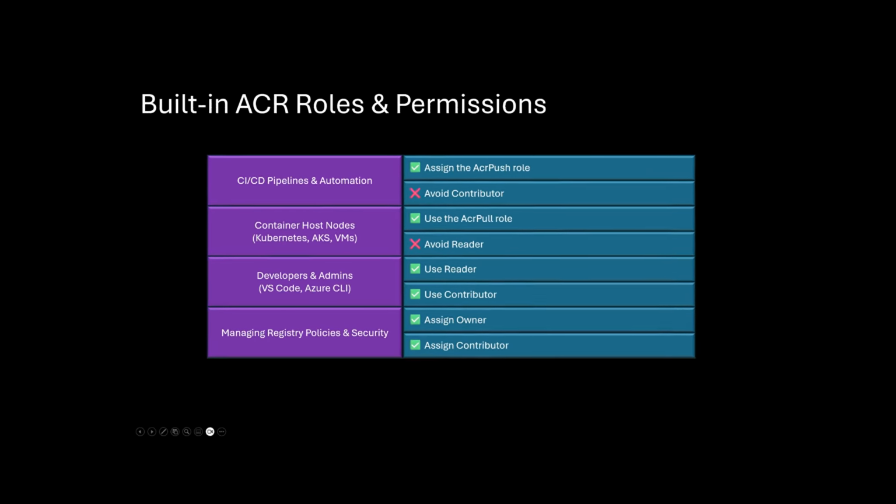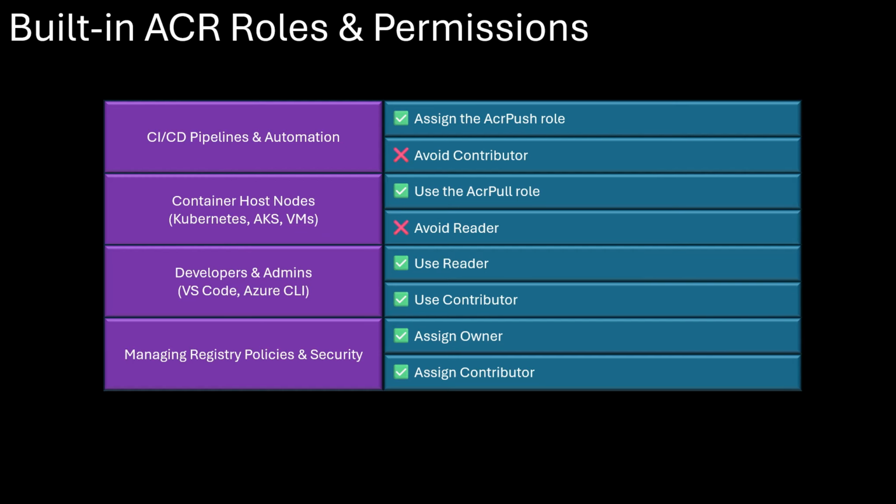Let's understand the best practices for different users and services when it comes to ACR. For automated build and deployment pipelines, such as GitHub Actions or Azure DevOps, you can assign the ACR push role, which allows pushing images but restricts broader registry management. And you should avoid contributor for this use case unless full registry control is required.